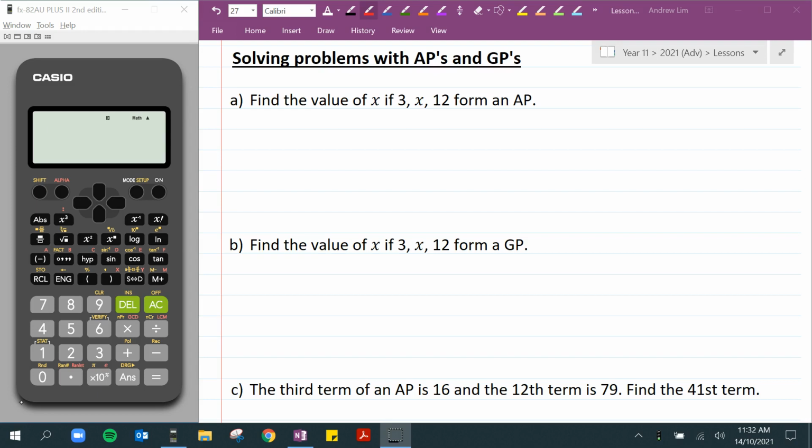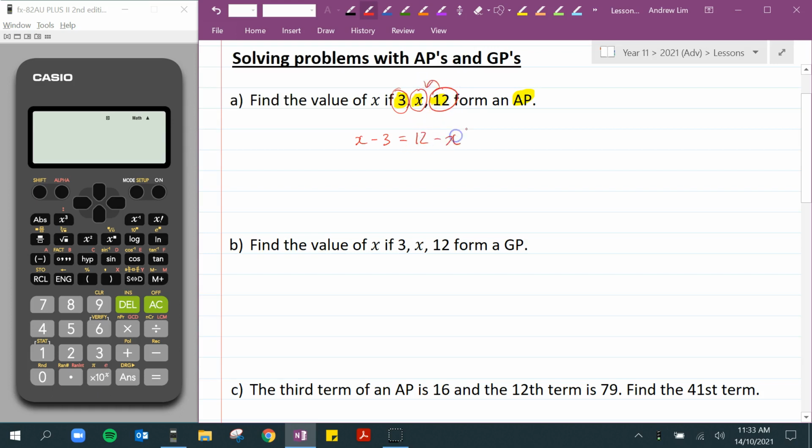Find the value of x if 3, x, 12 form an AP. Now remember, AP, an arithmetic progression or sequence, means that there's a common difference between the terms. So there's going to be a common difference between 3 and x, and from x to 12. So all I'm going to do is create simultaneous equations. When I take a term and minus the previous term, I'm going to get the same thing when I take a different term and minus its previous term.